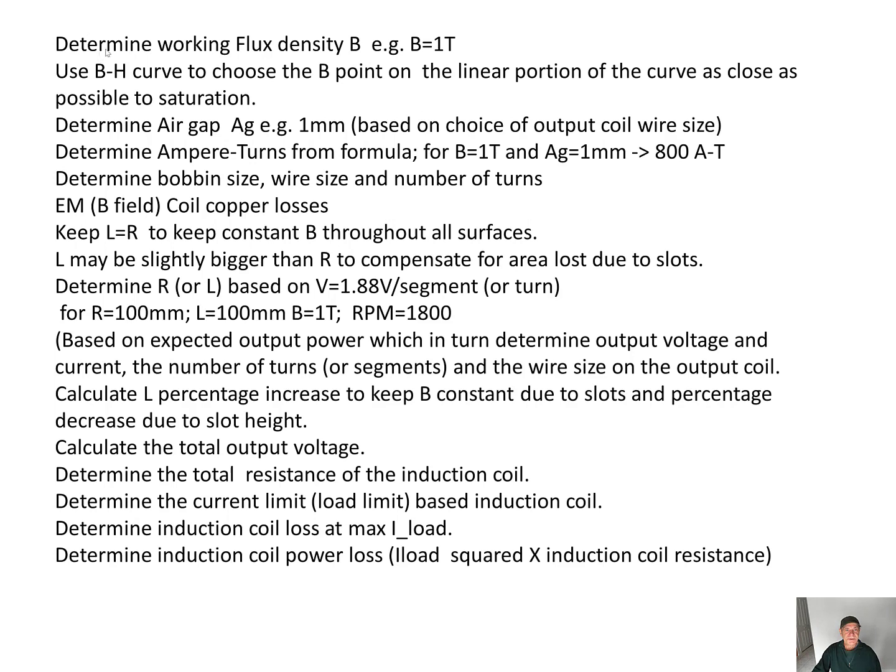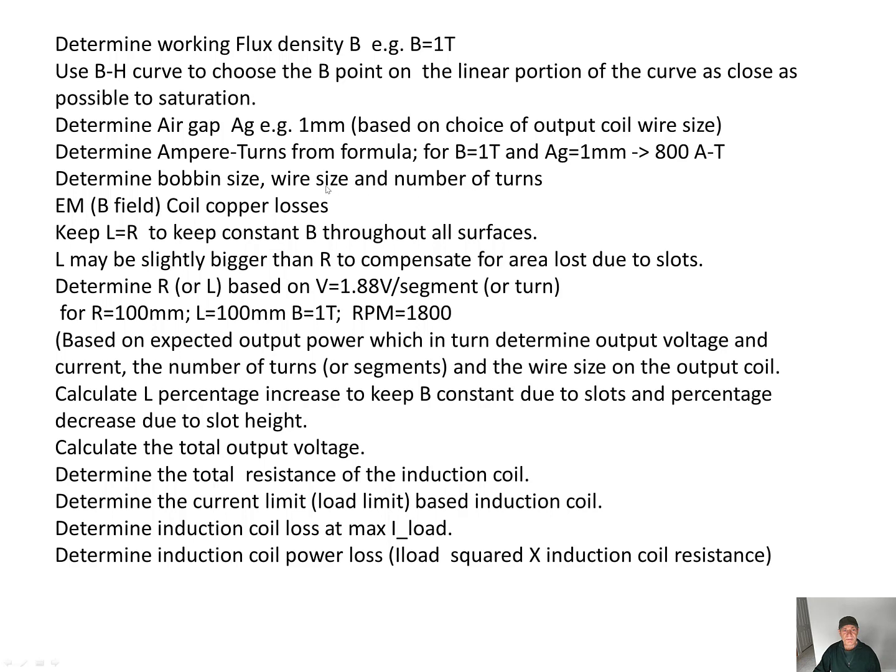So here are the steps. Determine the working flux density, usually B equals 1 Tesla. Use the BH curve to choose the B point on the linear portion of the curve as close as possible to the saturation point. Determine the air gap, e.g. 1 millimeter, based on choice of the output coil wire size, or it can be 2 millimeters. Determine the ampere turns from the formula for B equals 1 Tesla and air gap 1 millimeter. If the air gap is 1 millimeter, then it's 800 ampere turns.